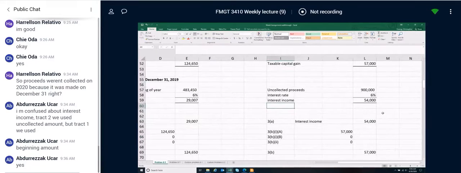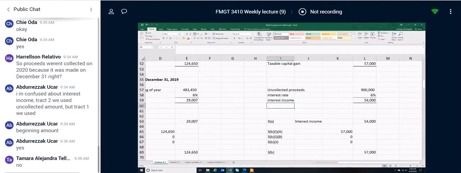Okay, so no other questions. Just again, I wanted to double check. There's no other questions on track 2 on the cap gain reserve rules. Okay.